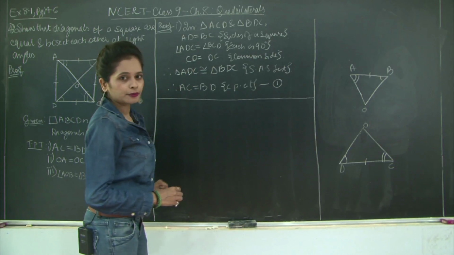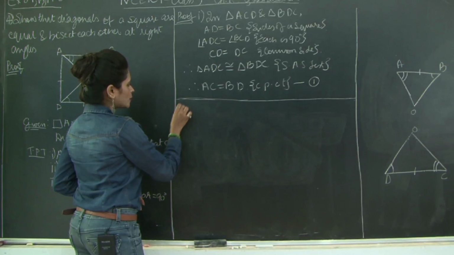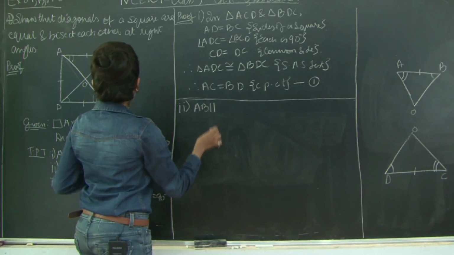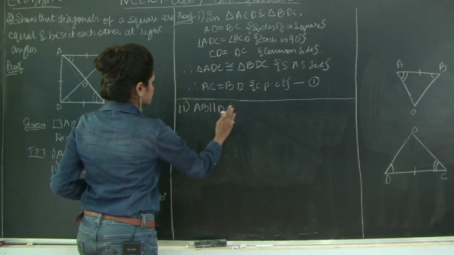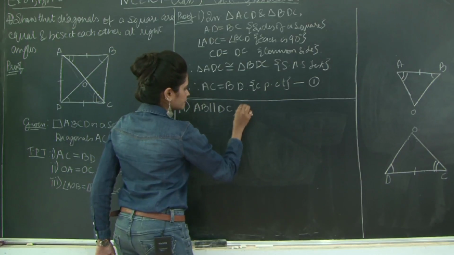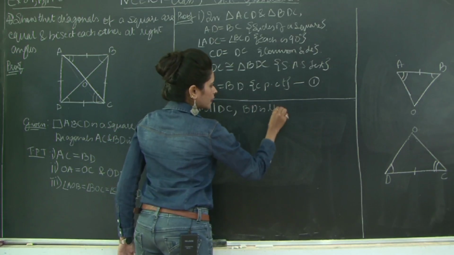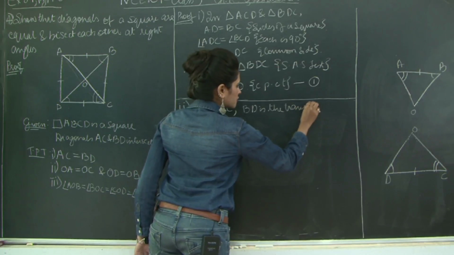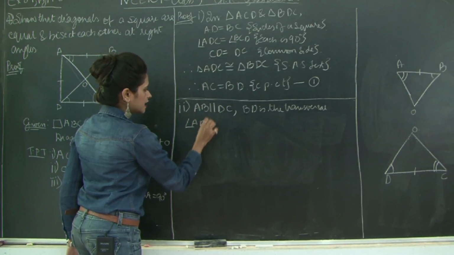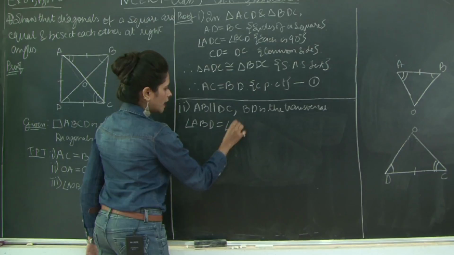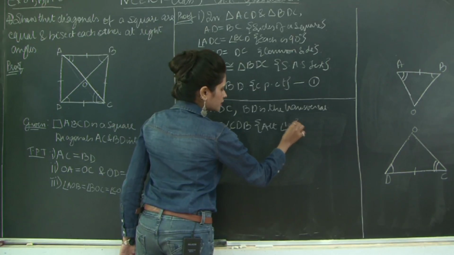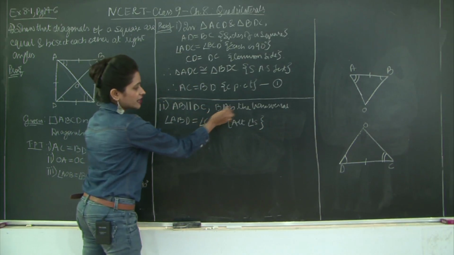So let's go ahead and prove this requirement. For my second part, I am going to say that AB is parallel to DC and I have BD as the transversal. Therefore, what can I say? That angle ABD is equal to angle CDB. Why? Because they are a pair of alternate angles for parallel lines AB, DC and the transversal BD.